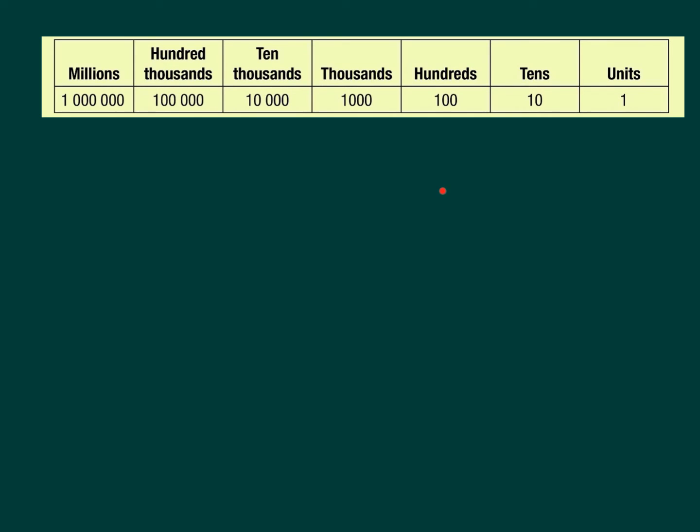I'm just going to use a number which is 126. I'm just going to write it in here, 126. What I want to find out is the value of this 2 over here in the number 126. So the place value of the 2 is in fact 20.